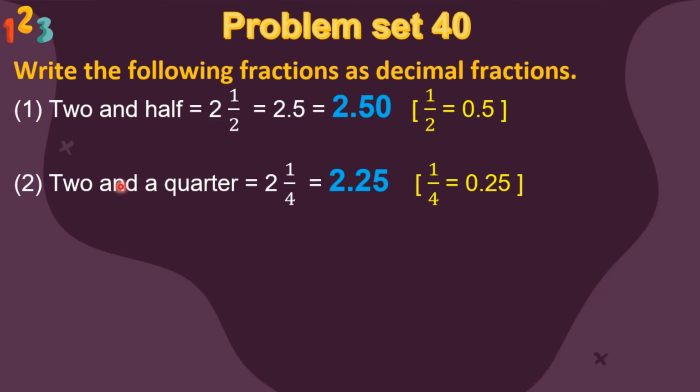Next we have 2 and a quarter. A quarter is 1/4, so it can be written as 2 1/4. We have learned 1/4 is equal to 0.25. So we write this fraction as 2.25.